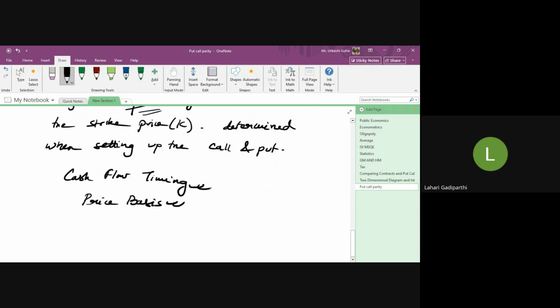Next we have three ways to arrive at a stop. What are they? Let's see. Put-Call Parity.